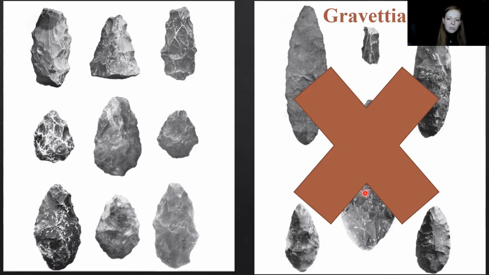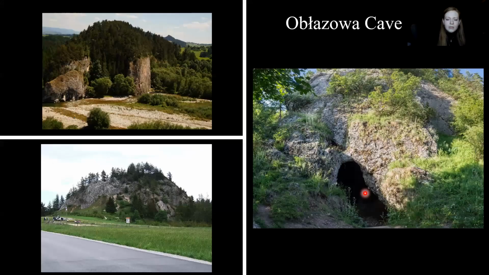By that, I mean that we associated the Szeletian with the occurrence of leaf points in many types and forms. So this is a highly problematic aspect of the research of leaf point industries in Central Europe. During my own study on the Szeletian layer from Obłazowa cave, located in southern Poland, the first excavation took place in 1985. The last one took place in 2018, so recently.